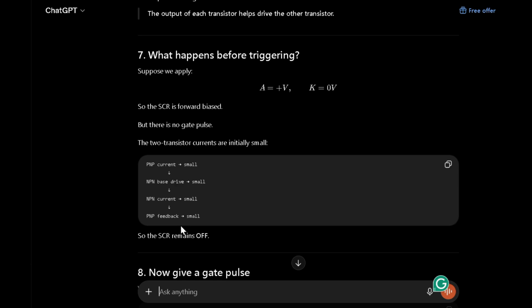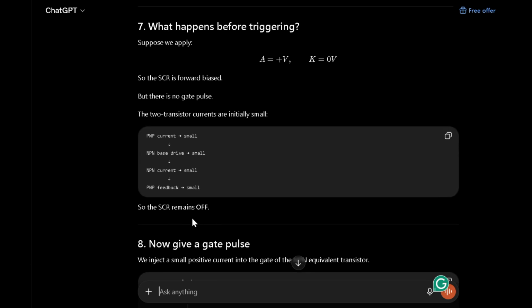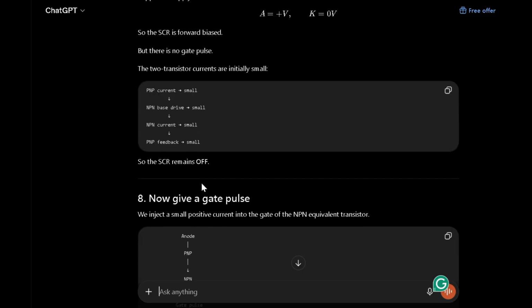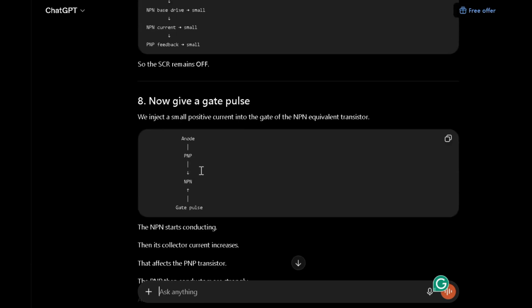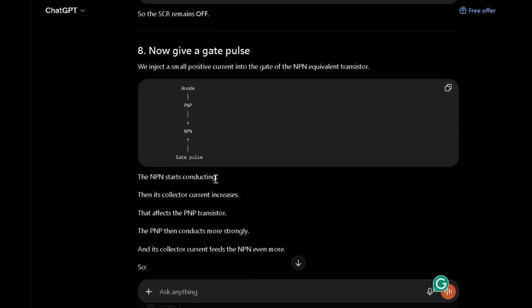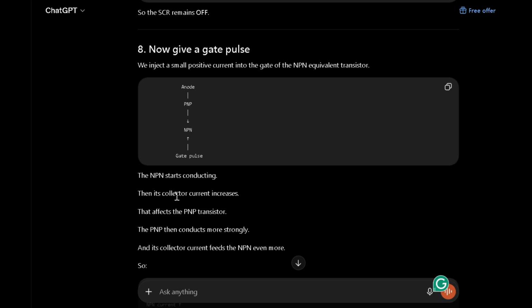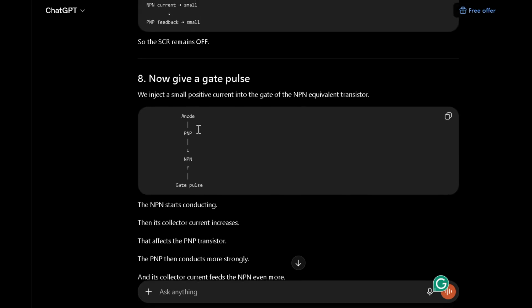Now give a gate pulse. We inject a small positive current into the gate of the NPN. We give a gate pulse. The NPN starts conducting, and its collector current increases. So current flows from emitter to collector in a PNP, or collector to emitter in an NPN.